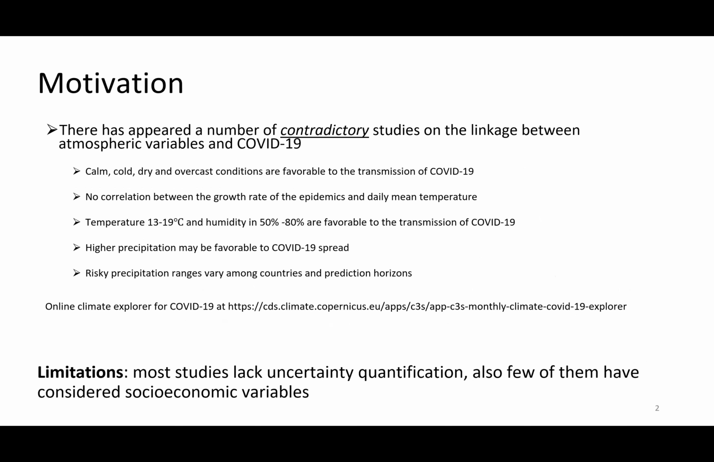The first motivation of our project is the relationship between the atmosphere variables and COVID. Existing studies find that calm, cold, dry, and overcast conditions are favorable for COVID-19 transmission. There are also studies finding that temperatures of 13 to 19 degrees Celsius and humidities of 50 to 80 are favorable to COVID-19. Also, precipitation may influence how COVID-19 spreads.